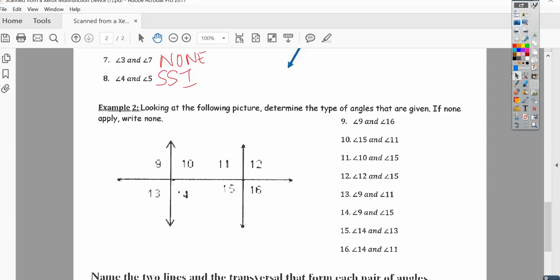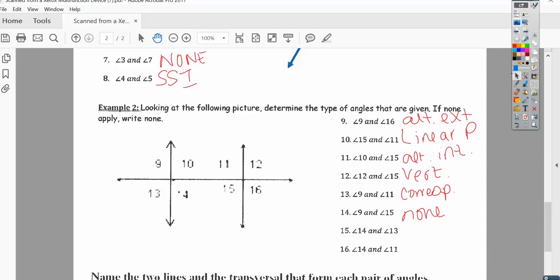So 9 and 16, those are alternate exterior. 15 and 11, that's a linear pair. 10 and 15, that's alternate interior. 12 and 15, they're vertical angles. 9 and 11, that's corresponding. 9 and 15, they have nothing in common because one's interior and one's exterior. The only time you have an interior and exterior angle is when it's corresponding. When they're not corresponding, it's because they're not in the same position.